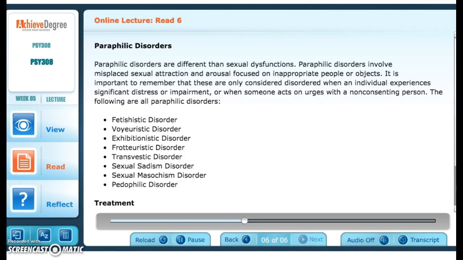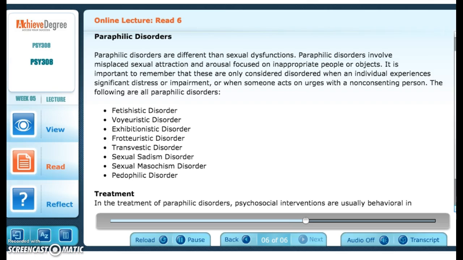The following are all paraphilic disorders: fetishistic disorder, voyeuristic disorder, exhibitionistic disorder, frotteuristic disorder, transvestic disorder, sexual sadism disorder, sexual masochism disorder, pedophilic disorder. Treatment.